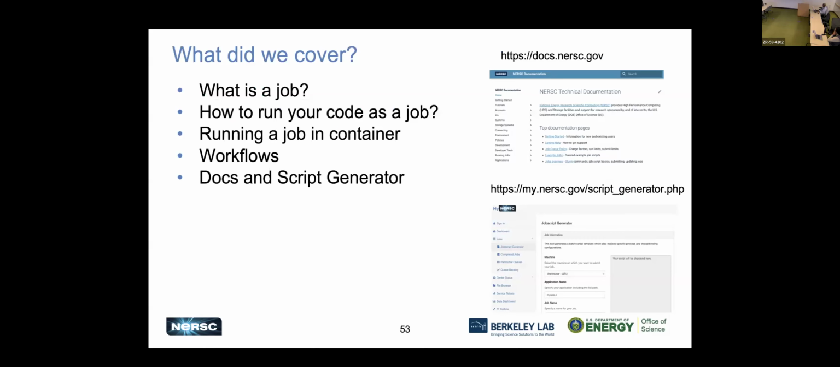All right, so we covered a lot. Hopefully now you know what a job is on Perlmutter, understand how to run your job interactively or using batch, working with containers for your job, and different workflow options. Again, the docs are available, and the job script generator. You can access the job script generator quickly here, or you can just search for it on docs.nersc.gov.